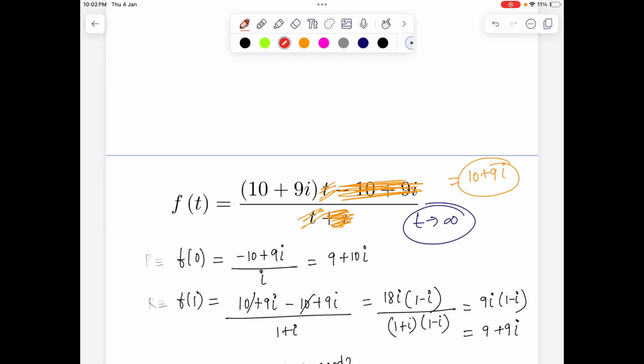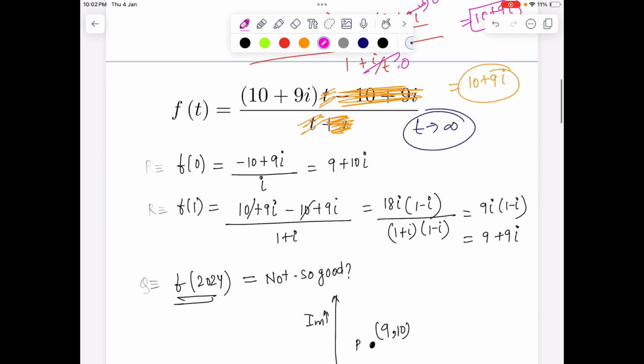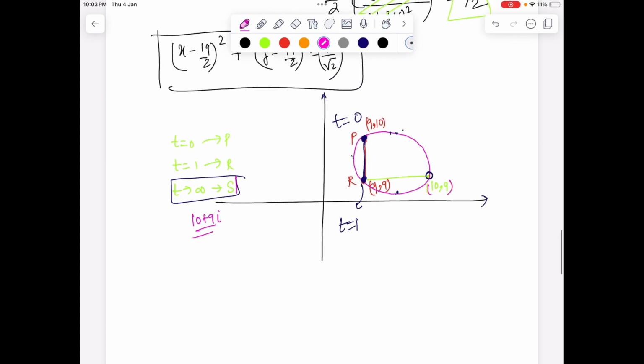The actual way of evaluating the limit is you divide the expression by t, which goes to (10 plus 9i) minus (10 plus 9i) whole by t, over 1 plus i by t. And now you take t tends to infinity. So this will tend to 0, this will tend to 0, and the expression will tend to 10 plus 9i. So that's the takeaway. When t is tending to infinity, we'll get the point (10, 9). 10 plus 9i is the complex number. Of course, it's not a part of the circle because infinity cannot be attained.